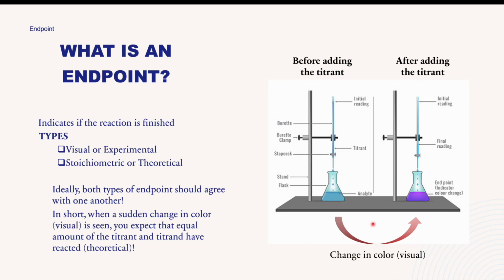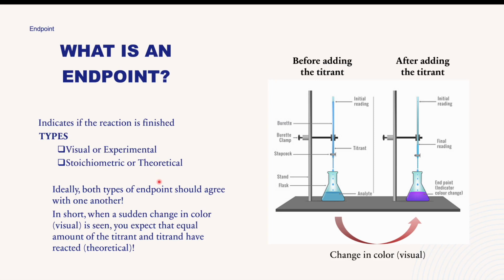Sometimes the endpoint is not only change in color, it could be change in temperature or maybe formation of a gas. That's also possible. But here, it's more of change in color because of your indicator. Now, you have to perform experiment in order to see this. That's why you call it experimental. How about this one? This one is using your equation.